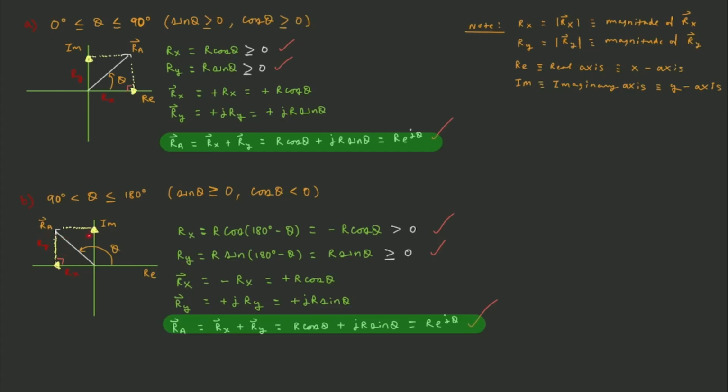Ry, now let's look at Ry. Ry is this vector right here, right? Ry is equal to r times sine of 180 degrees minus theta, which is equal to, through trig identities, r sine of theta. Through this factoid right here again, we see that r sine of theta is greater than or equal to 0. So Ry, a magnitude, is greater than or equal to 0, as it should be.